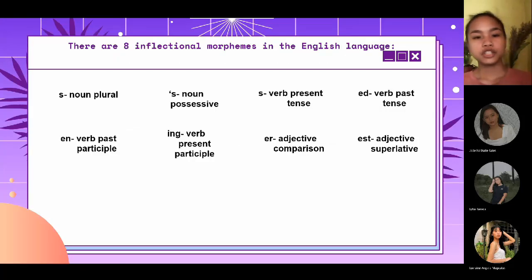There are 8 inflectional morphemes in the English language. These are s for noun plural, apostrophe s for noun possessive, s for verb present tense, ed for verb past tense, en for verb past participle, ing for verb present participle, er for adjective comparison, and est for adjective superlative. Next slide.